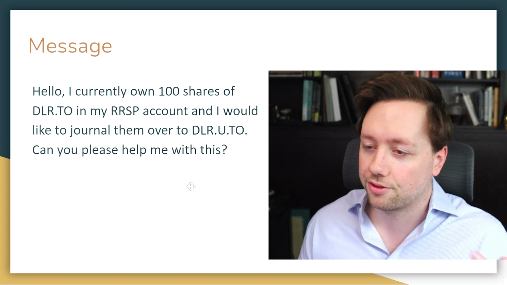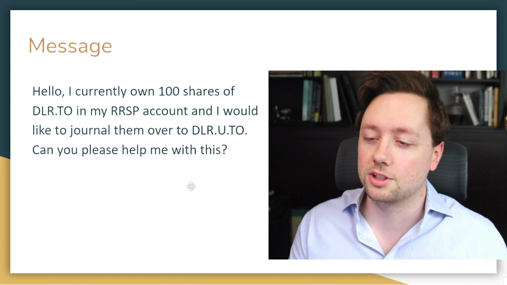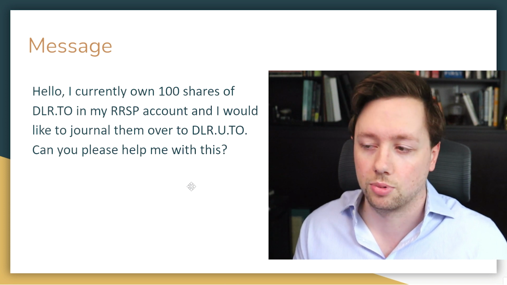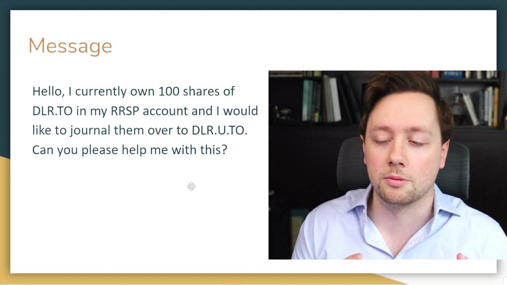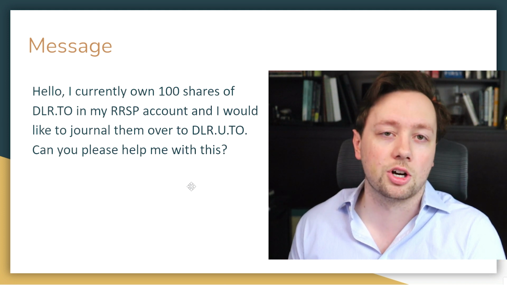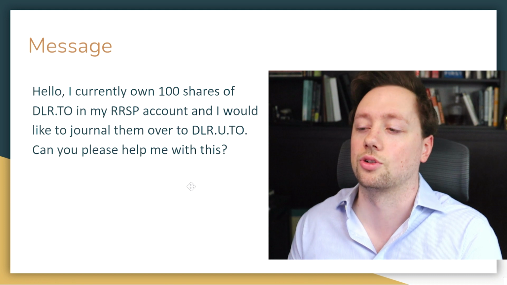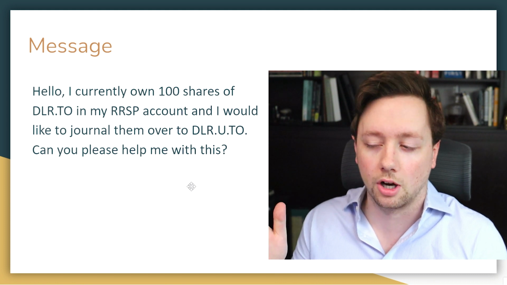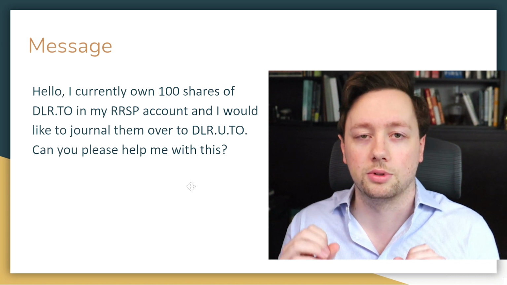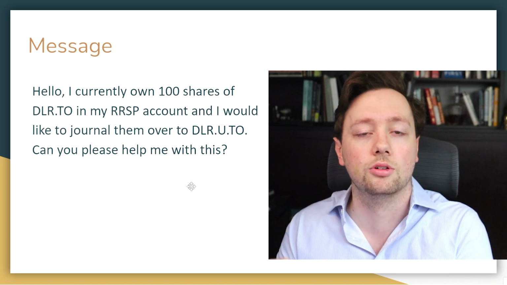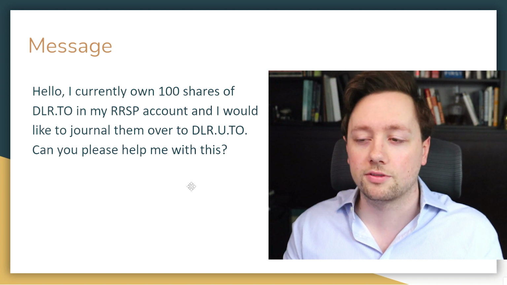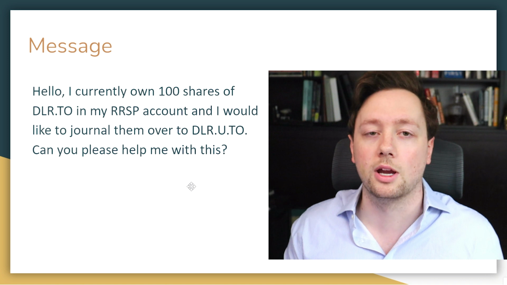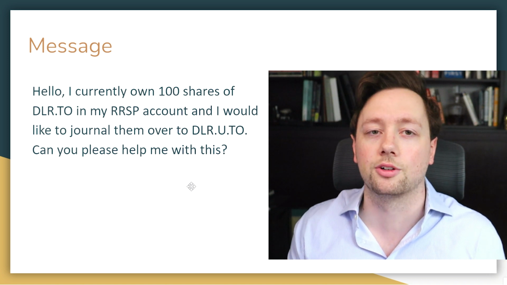All you have to do is send them the message, and I'm going to give you a template for that message right now. All you have to do is say, hello, I currently own 100 shares, for this example, of DLR.TO in my RRSP account. If you have a margin account or a TFSA account, insert that there. And then you say, I would like to journal them over to DLR.U.TO. Can you please help me with this, or can you please execute this journal entry? All you have to do is send that message in. They will give you the steps, or they will confirm the order for you. It will take a little bit of time, and they'll give you a notification as well.